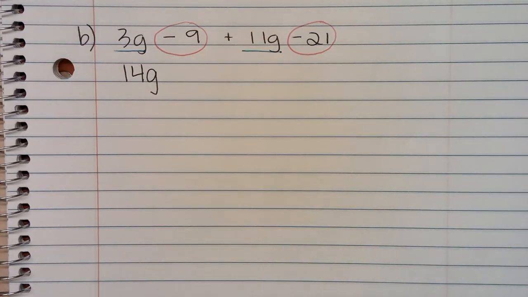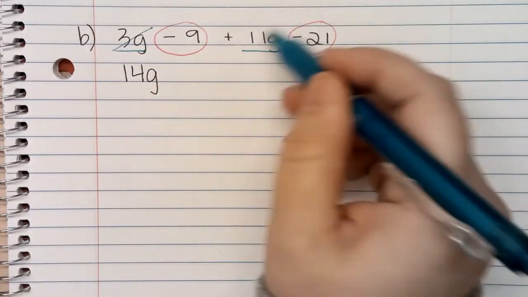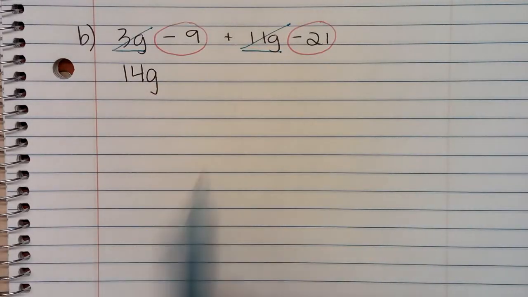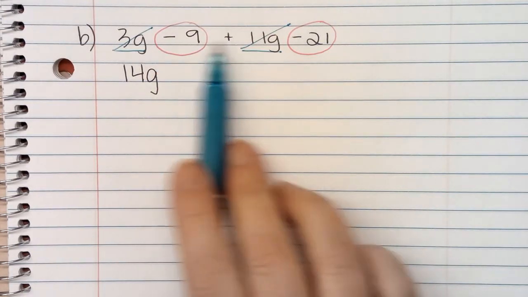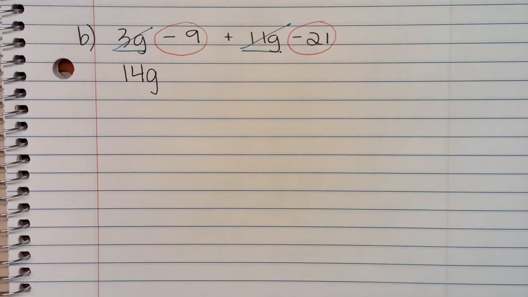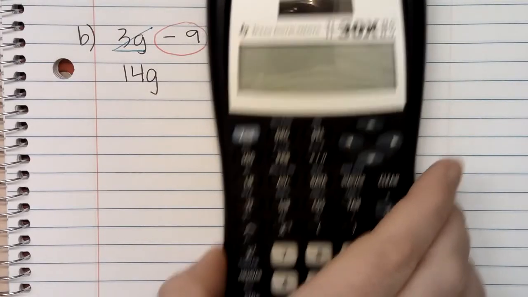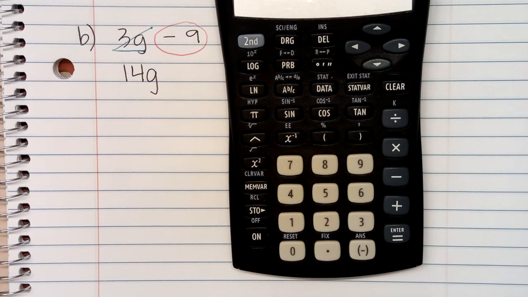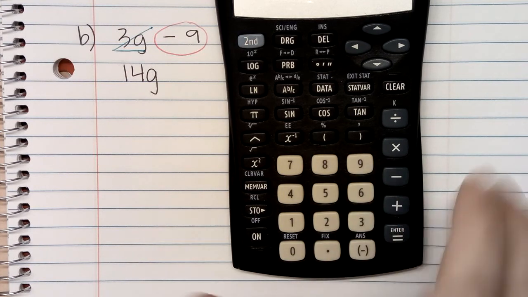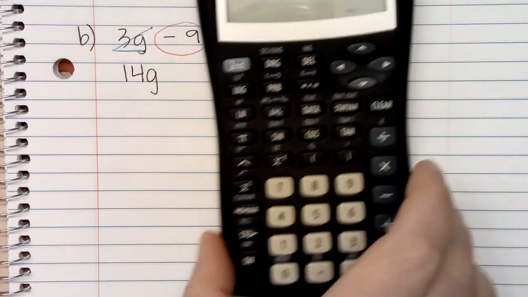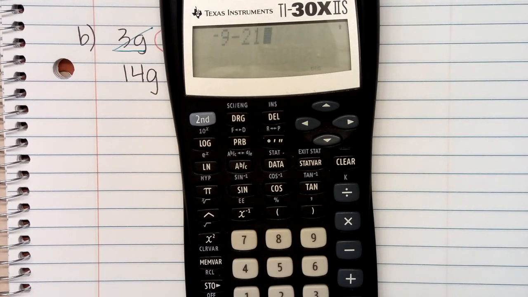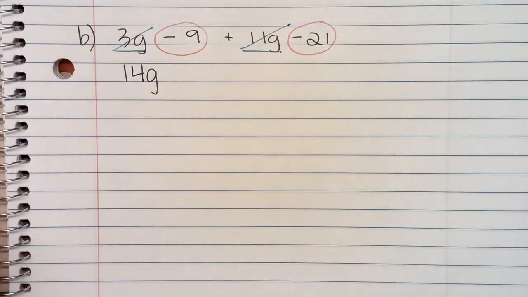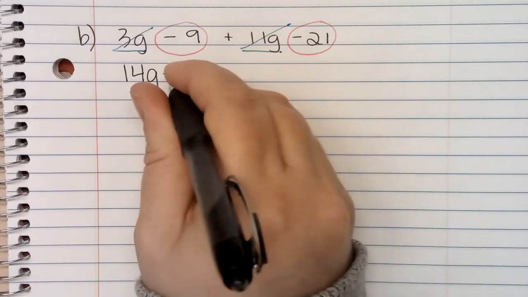Okay, now that I've taken care of those, another strategy you might want to use is to cross them out. I've taken care of those. But now I have negative 9 minus 21. Well, what is negative 9 minus 21? We're going to have a bigger negative number. So if you need to use a calculator, feel free. Negative 9 minus 21 equals negative 30. So how I'm going to write that here is minus 30.